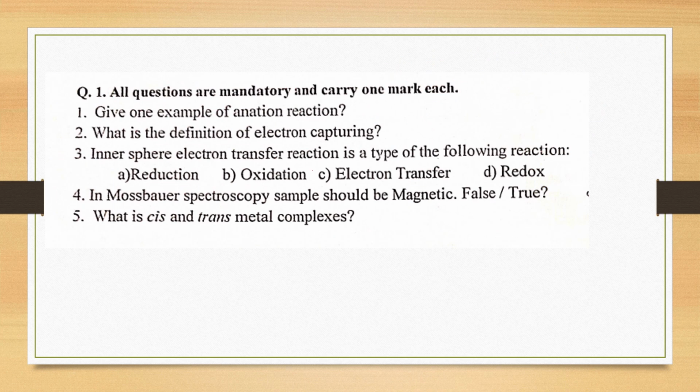Okay, we will see that later. Let's solve these questions. Give one example of NaCN reaction. I have already told you the example of NaCN reaction. What is the definition of electron scattering? This I have also told you.